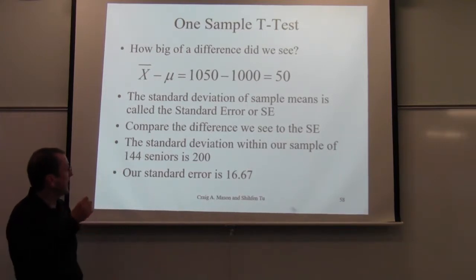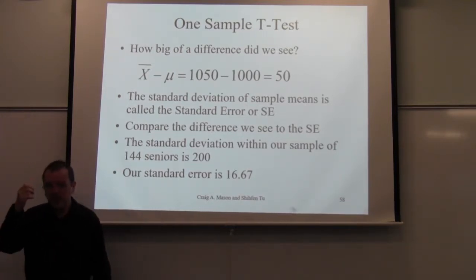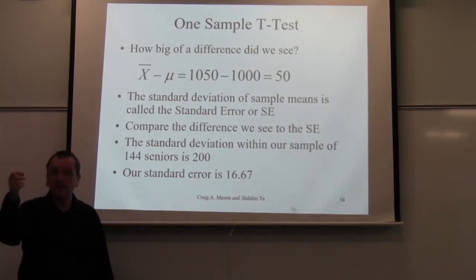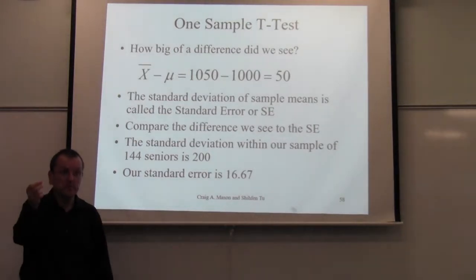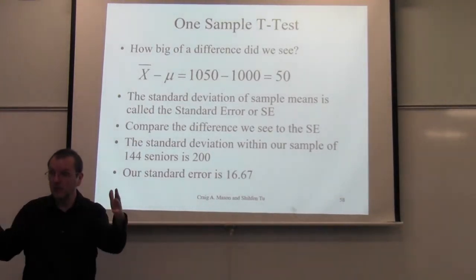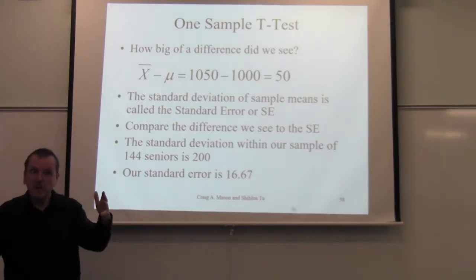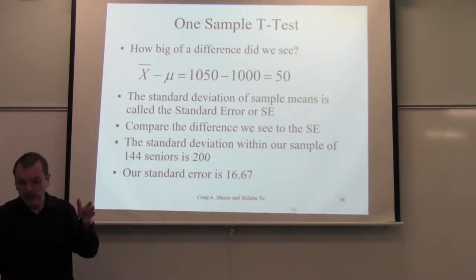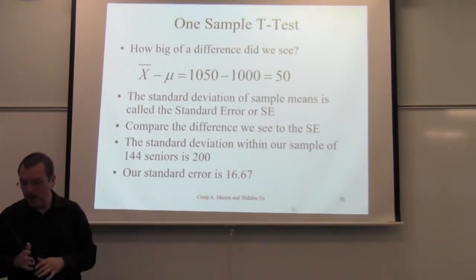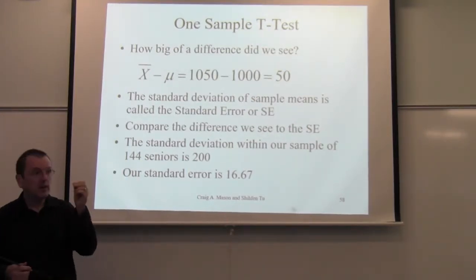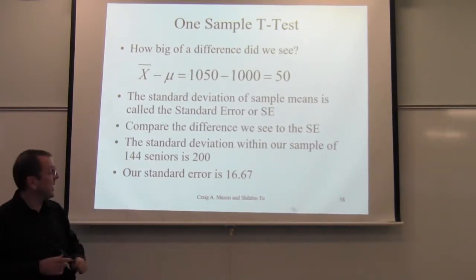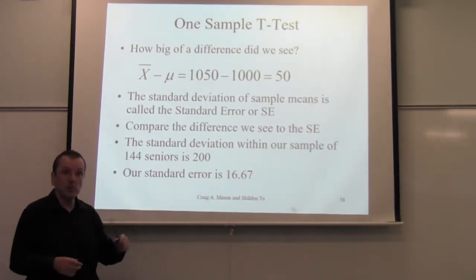I need to look at the standard deviation for my sample. Let's say the standard deviation for my sample was 200. That's the scores I've observed. My sample size is 144. So I take 200 divided by the square root of 144, which is 12. That gives me a standard error of 16.667.